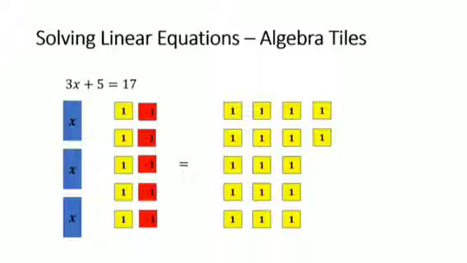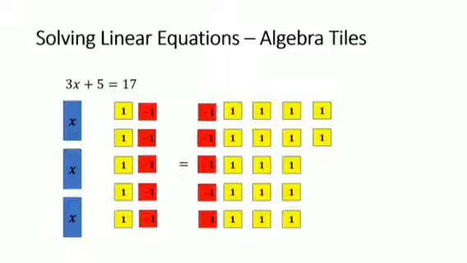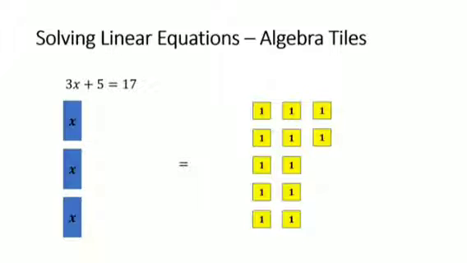But remember, we said an equation functions like a scale. Whatever we do on the left hand side, we must also do on the right hand side. So because we nullified this 5 on the left hand side, we have to put 5 of the red square tiles on the right hand side, like this. This would give you this effect, so that we will have these 3x tiles being equal to 12 yellow tiles.